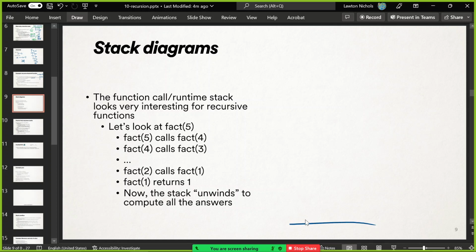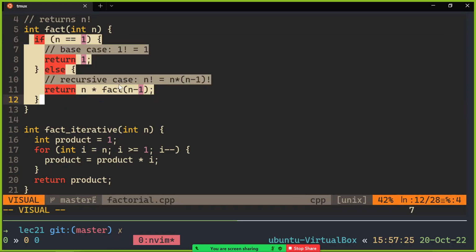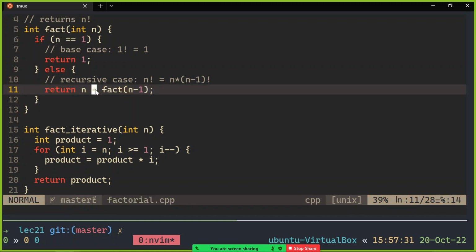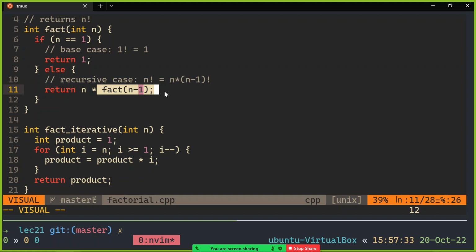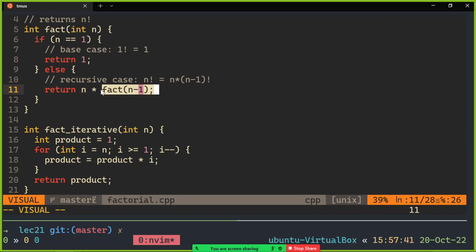So in main, we called fact of 5, and so this is what the stack looks like on the first call. We ask for fact of 5, essentially. I'll draw it like this. And then fact of 5 has to figure out, which side am I on? Is 5 equal to 1? No. So we hit the recursive case. We need to multiply our 5, our n, by fact of 4. That's n minus 1. So we have to go off and compute this answer because we don't know it yet. And once we get it back, we can multiply our n into that and return finally.